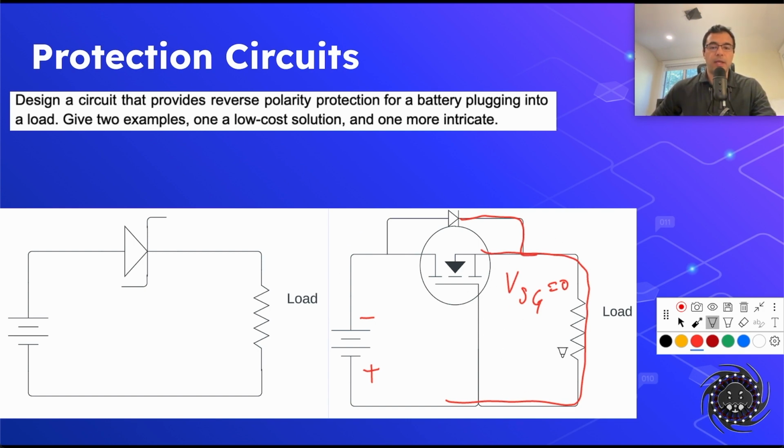There is no way to close the circuit with reverse polarity protection here, and therefore we have protected our load from having any current go through it. Great! So we've successfully done reverse polarity protection. In the next lecture, we're going to talk about solar cells, which are a really hot new topic.